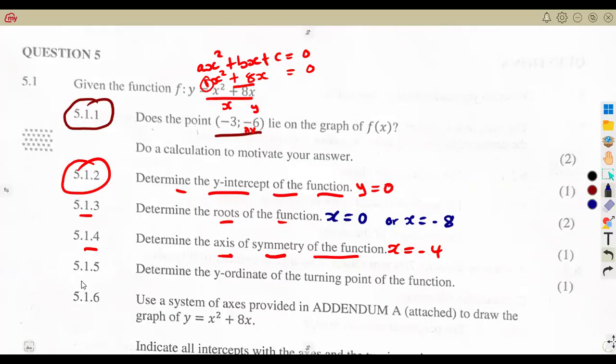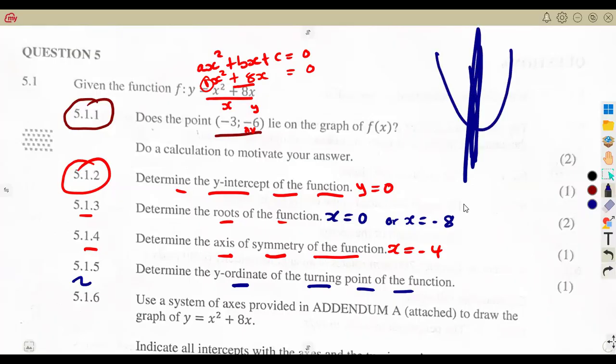They're asking you on 5.15 to determine the y-ordinate of the turning point of the function. Why not the turning point itself? Because already the x value is there. So they just need the y value. This is what I'm trying to say. At the axis of symmetry, the value of x there is the one that you use.